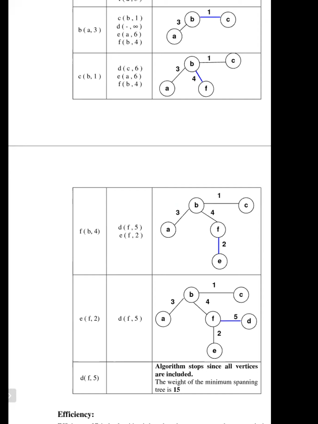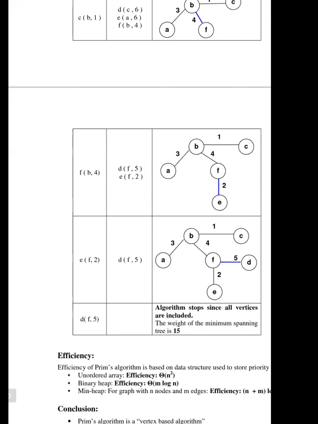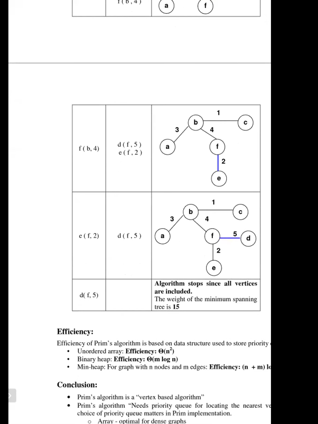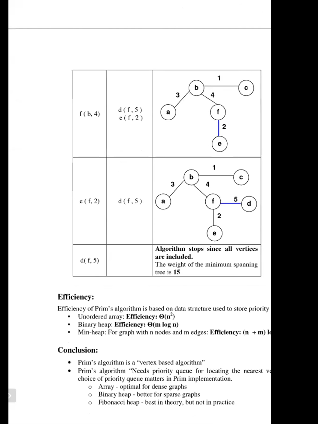So now from here the minimum one is EF, minimum is 2, and the edge is EF or FE. So you draw the FE edge. Next time again this EF 2 comes to the first column. The remaining vertex is D, F, 5. So here we only need to draw the last one, that is the FD edge, and the weight is 5.